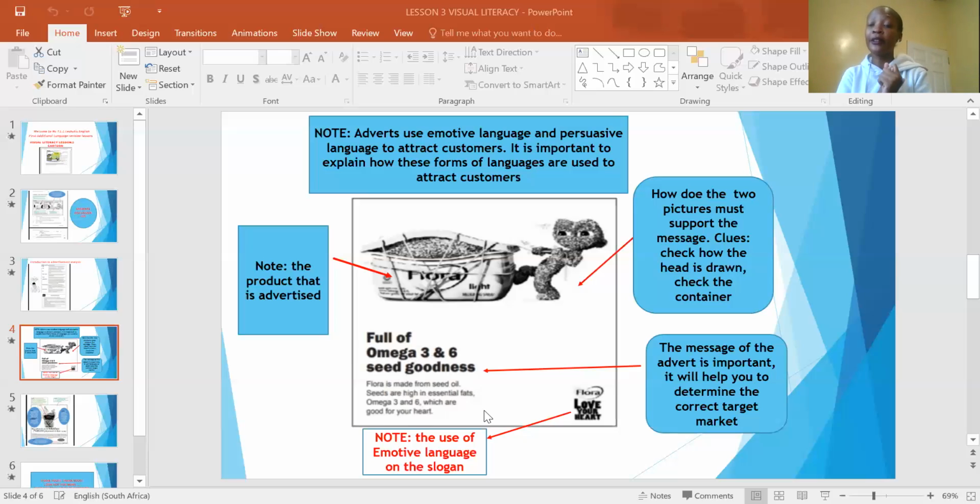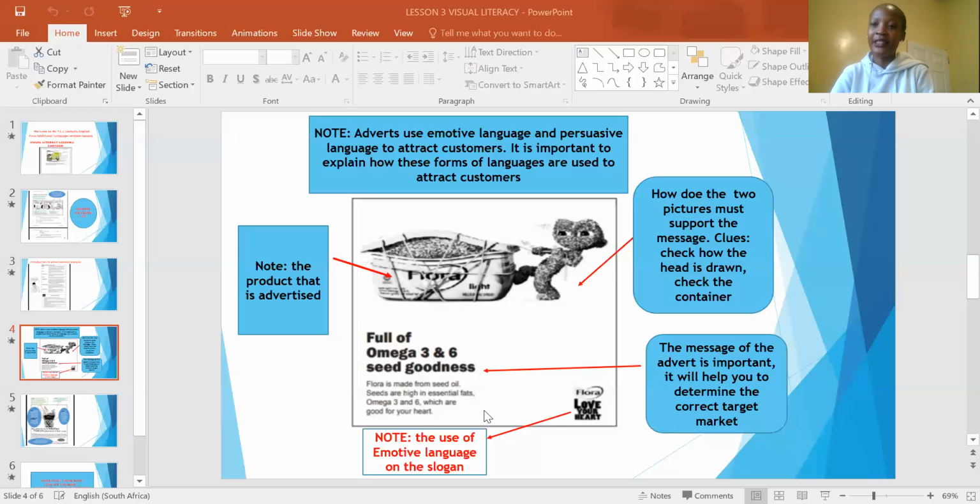So therefore, the right target market will be people who are suffering from heart ailment, or people who are health conscious, or people who want to be healthy, because seed oil is not that fatty or oily. And then obviously they say love your heart. It means people who are suffering from a heart disease. You see how easy I got the target market by just reviewing or unpacking what the advertiser is saying about the advertised product.